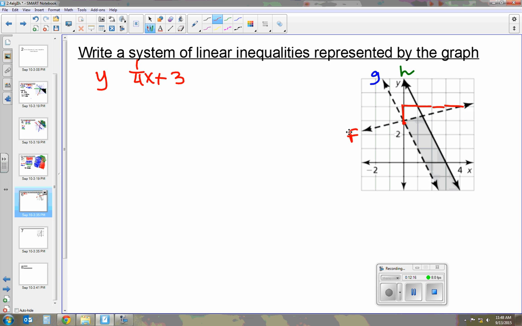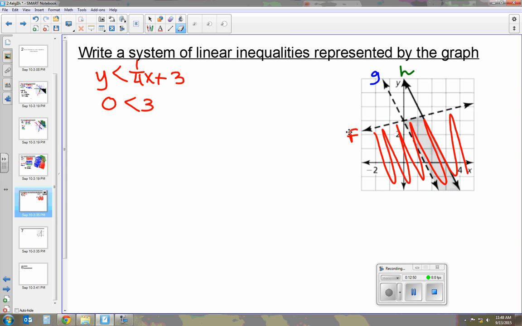And now we have to determine where we are shading for this one. Since it looks like it's shading above, we can test our point (0, 0) to see if it's not a solution. Oh wait, that one's going below. It's being shaded this way, so it is going in the direction of (0, 0) for this one. We have to make sure the symbol matches for 0 being less than 3. So that's how you figure that out. That's going to be less than.